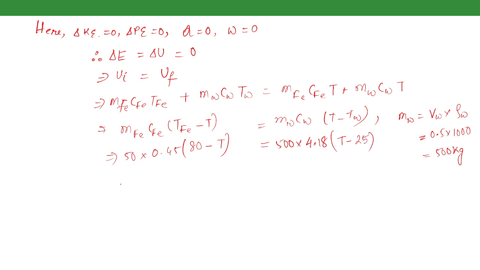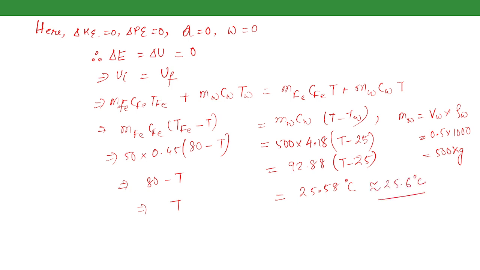Okay, so this will be 80 minus T, and this is 92. If we simplify it, it will be something like this, T minus 25. So the final temperature will essentially come out to be 25.58 degrees Celsius, nearly equal to 25.6 degrees Celsius.